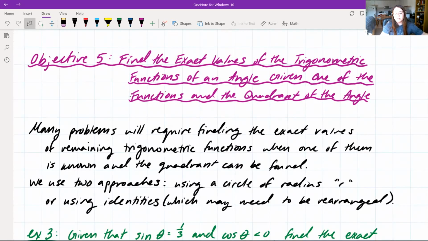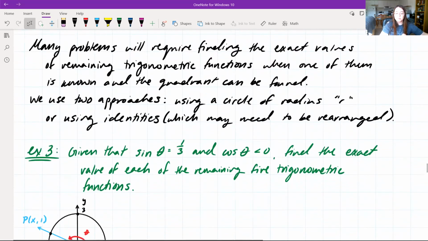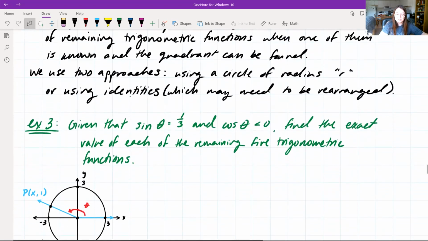Objective 5. We want to find the exact values of the trigonometric functions of an angle given one of the functions and the quadrant of the angle. Many problems will require finding the exact values of the remaining trigonometric functions when one of them is known and the quadrant can be found. When we want to do this, we can use two approaches. We can either use a circle of radius r, or we can just use our identities, which, remember, may need to be rearranged. So let's go ahead and do an example.